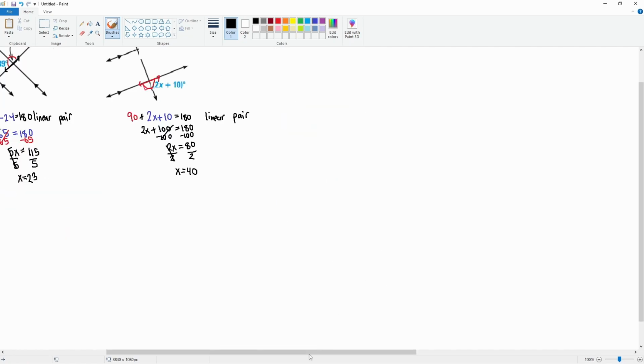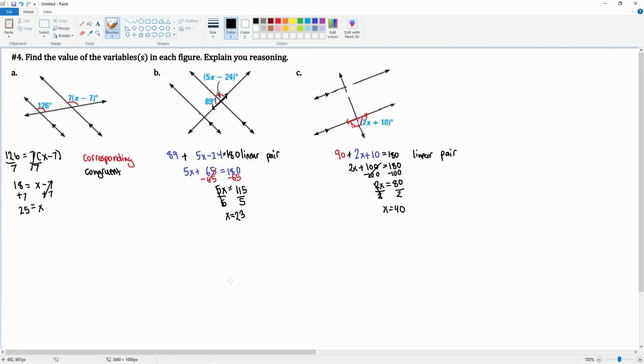So there you go. We were able to solve for each one of the x's by setting up an equation based on their angle relationship.